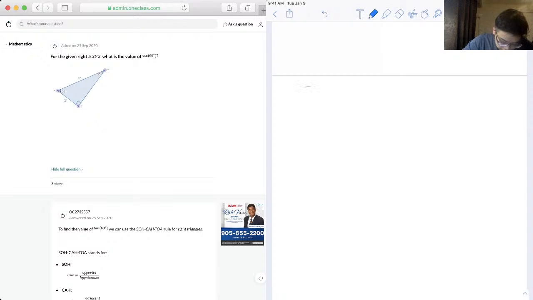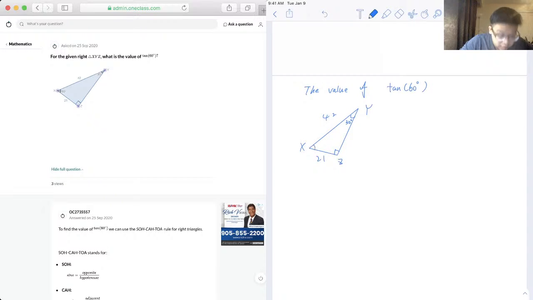It's asking us to find the value of tangent 60 degrees. Let's copy down the diagram first. So we've got a right triangle XYZ, with sides 2, 1, and angles 30 degrees and 60 degrees.